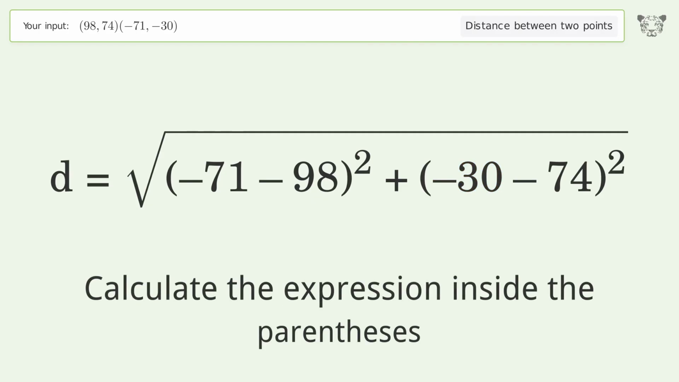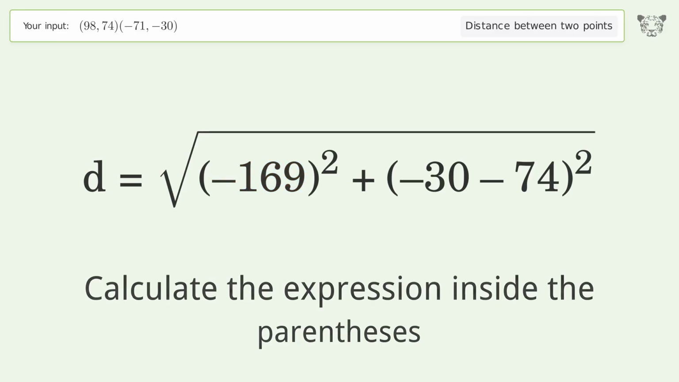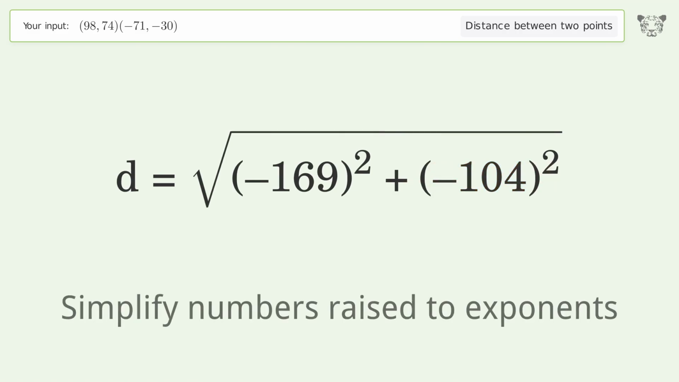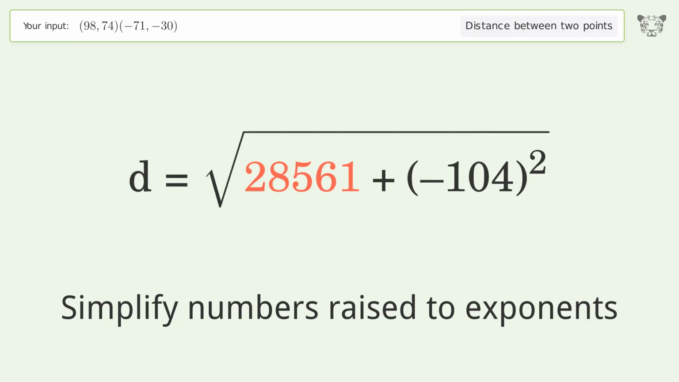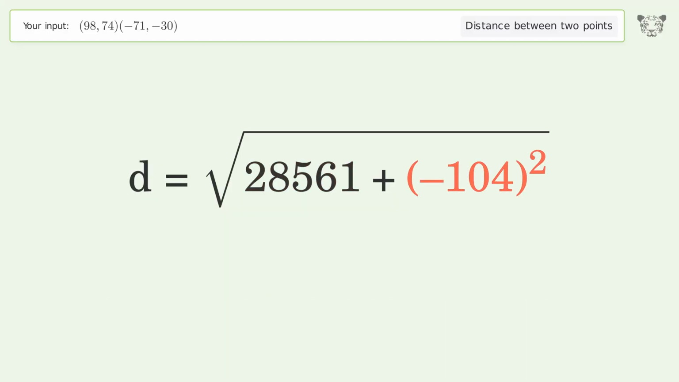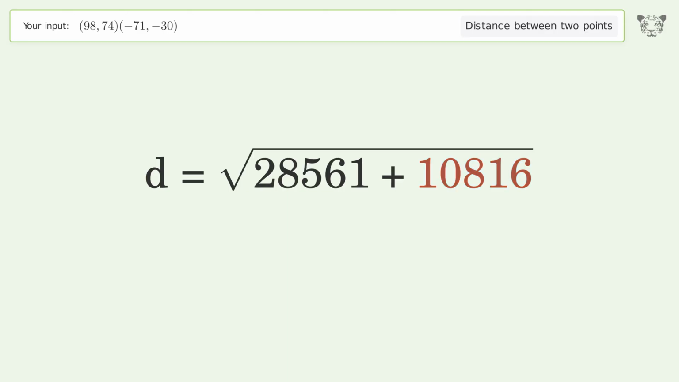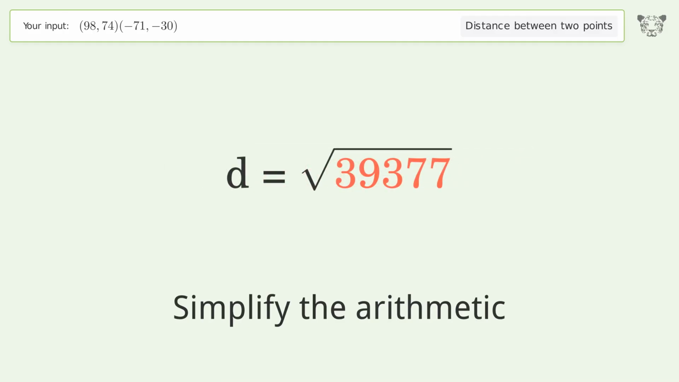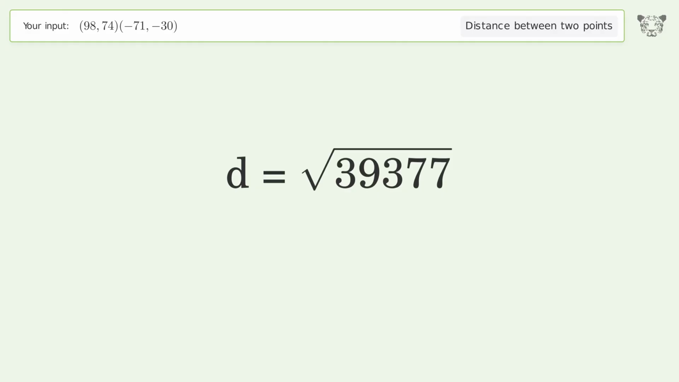Calculate the expression inside the parentheses. Simplify numbers raised to exponents. Simplify the arithmetic. And so the distance between the 2 points is the square root of 39,377 or 198.436.